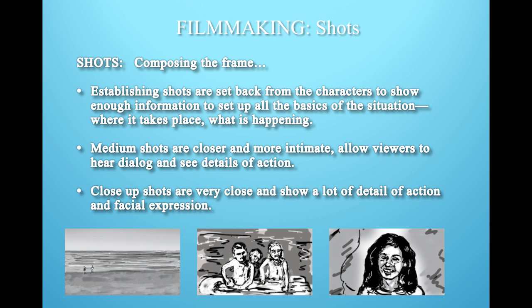And some shots in filmmaking. We compose the frame. Establishing shots are set back from the characters to show enough information to set up all the basics of the situation, where it takes place and what is happening. So you see on the far left at the bottom, this is an establishing shot. Medium shots are closer and more intimate and allow the viewers to hear the dialogue and see the details of action. So you see there's a medium shot. You can see that the characters are shown from the waist up. And then a close-up shot is much closer and shows a lot of detail of action and facial expression, so you can really focus on that particular character.